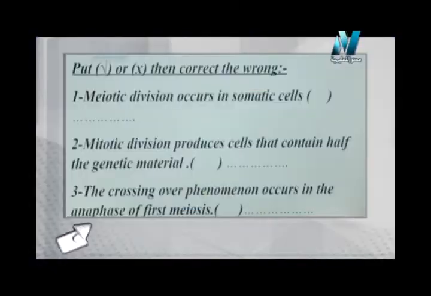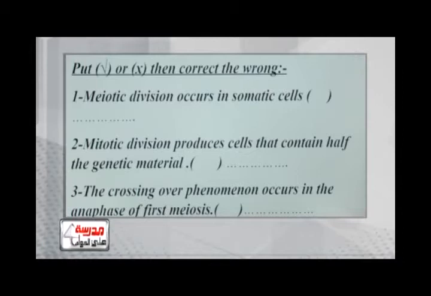Okay? Okay. Now we have some questions: right or wrong, then correct the wrong ones. Number 1, as we see in front of us, it says mitotic division occurs in somatic cells. Mitotic or meiotic? No, meiotic division.